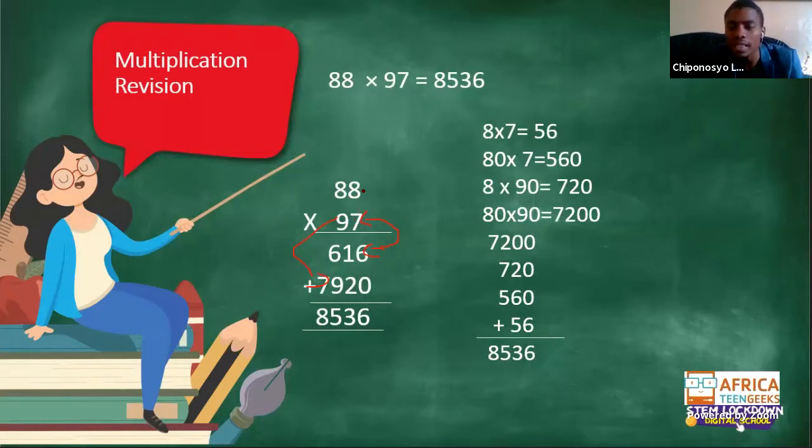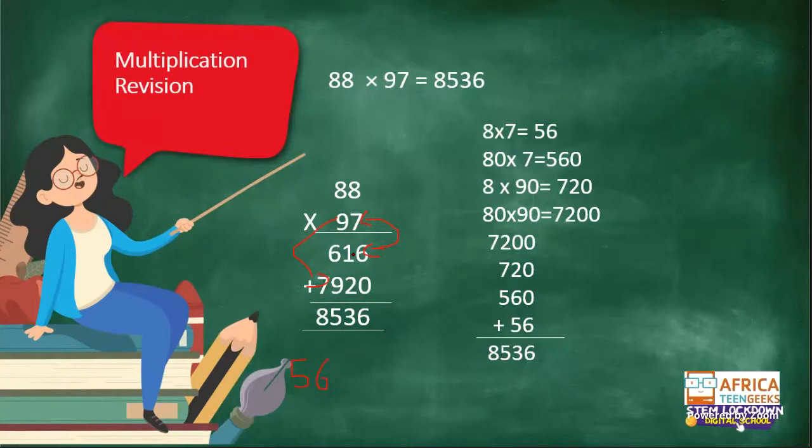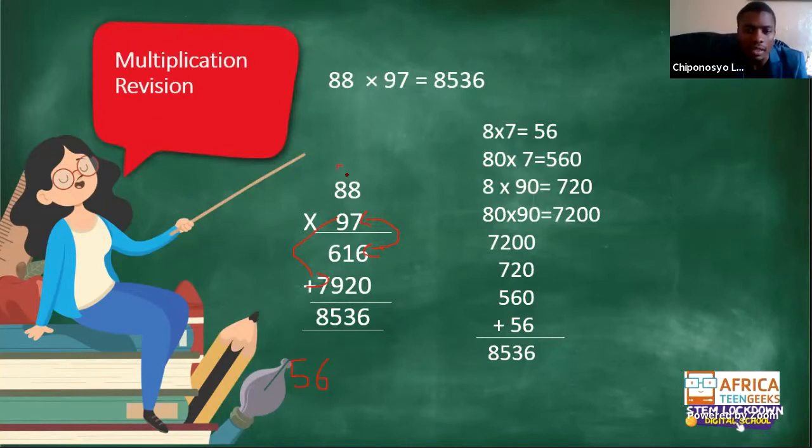7 times 8 is what? 7 times 8 is 56. We drop the 6 and we go over on the other side with 5. Then 7 times 8 again is what? It's 56. Plus 5 is what? 61. Then you write 6 and 1.